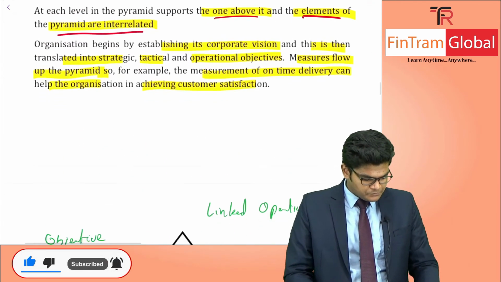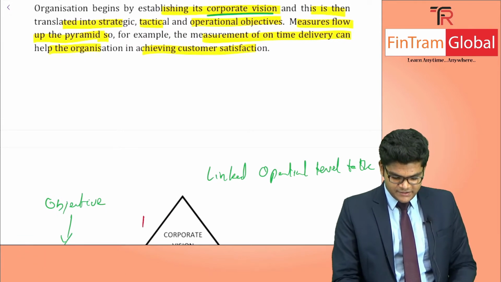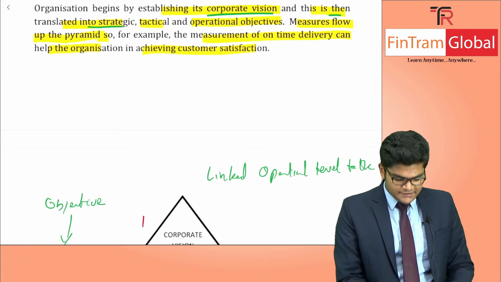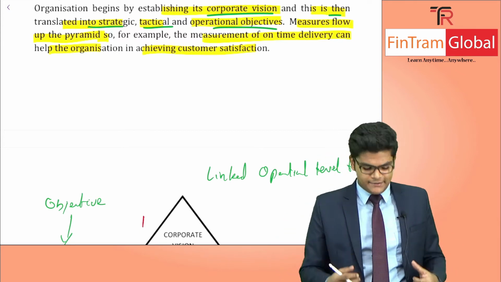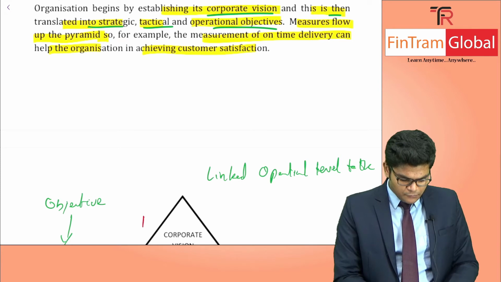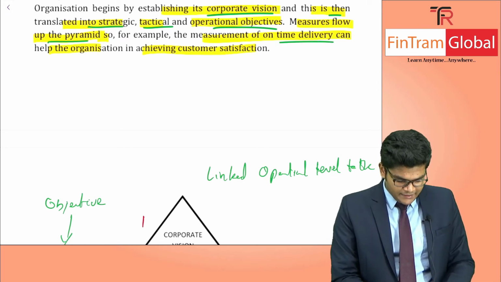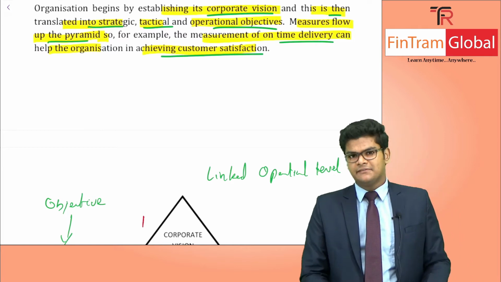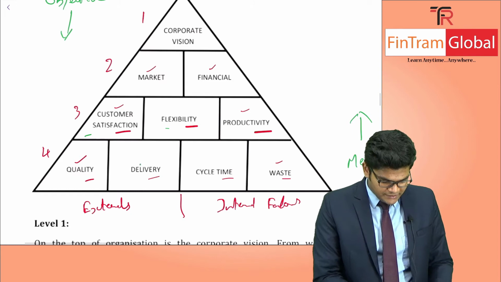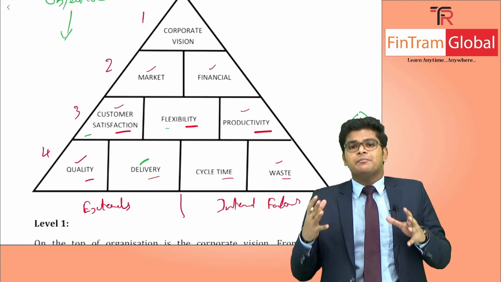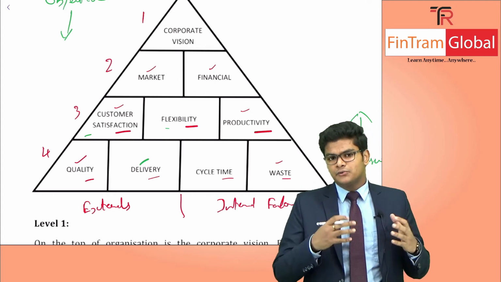And what else? An organization begins by establishing its corporate vision, and this is then translated into strategic, tactical, and operational objectives, which we looked at already, isn't it? And what else? Measures flow up the pyramid. So for example, the measurement of on-time delivery can help the organization achieve customer satisfaction. Just an example has been given here. So let's focus on delivery here. Okay, guys. So on-time delivery is a measure that we set to measure the delivery related aspects, isn't it? So we have said that.